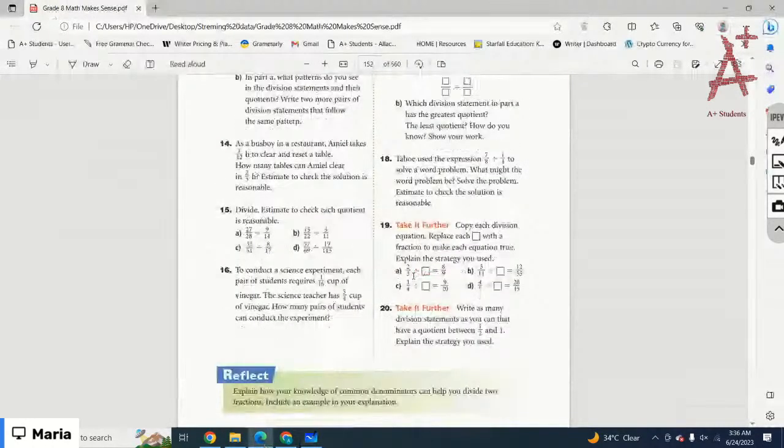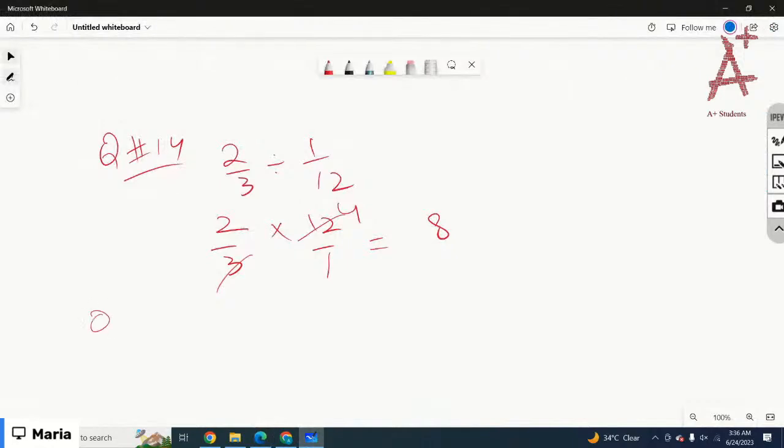Just look at question number 16. To conduct a science experiment, each pair of students requires 1 by 16 cup of vinegar. The science teacher has 3 by 4 cups of vinegar. How many pairs of students can conduct the experiment? So you have to divide 3 by 4 by 1 over 16. Got it?